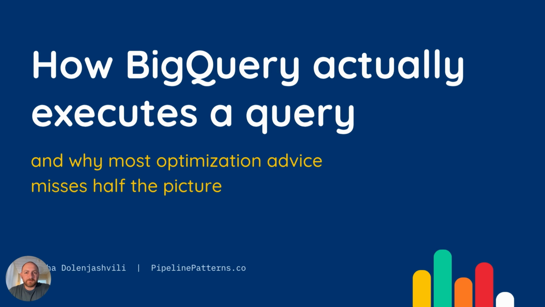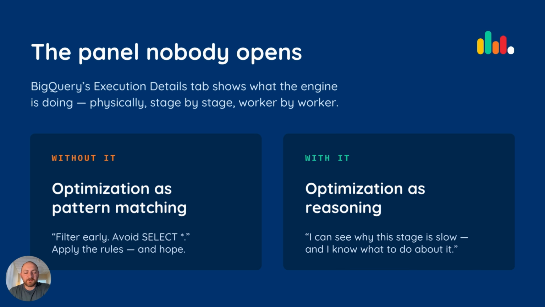There is a tab in the BigQuery console called Execution Details. Most users have never opened it. That's not a criticism. It's hidden behind a tab full of unfamiliar terms, showing numbers with no obvious meaning. You can use BigQuery productively for years without it, and most people do. But the panel shows exactly what the engine is doing with your query, physically, stage by stage, worker by worker, and it makes a real dividing line.